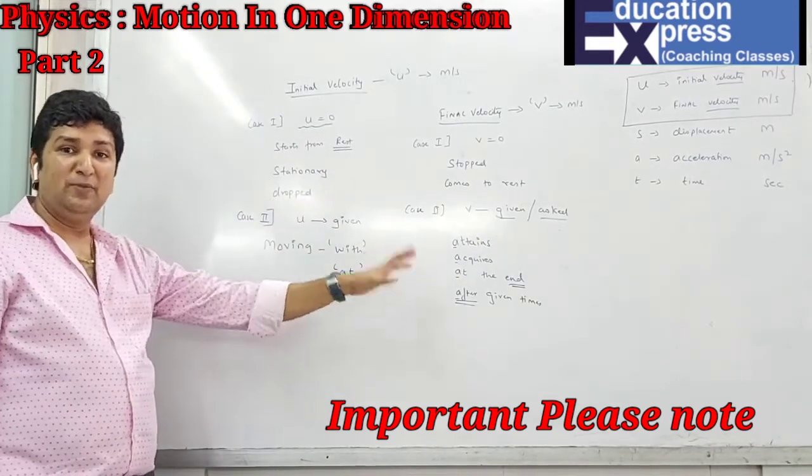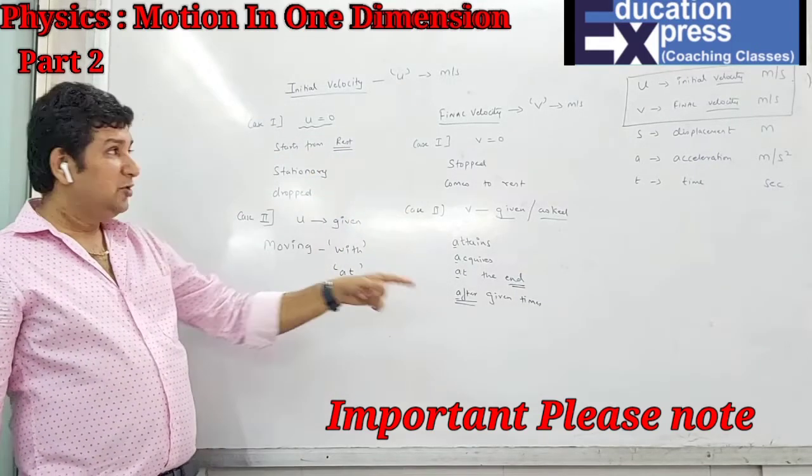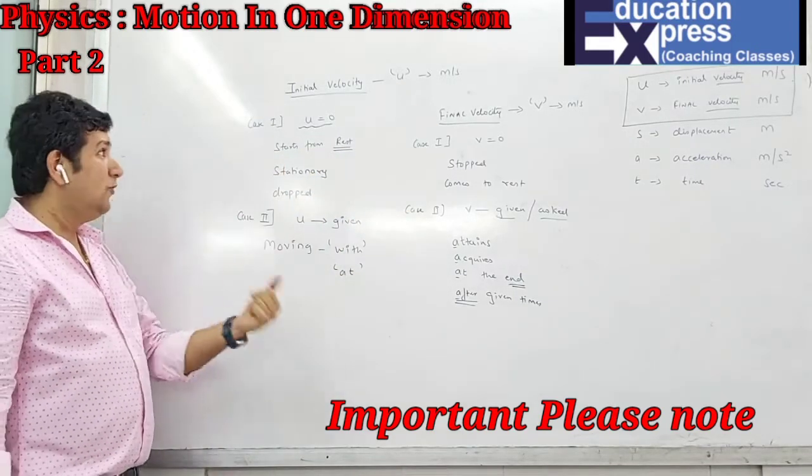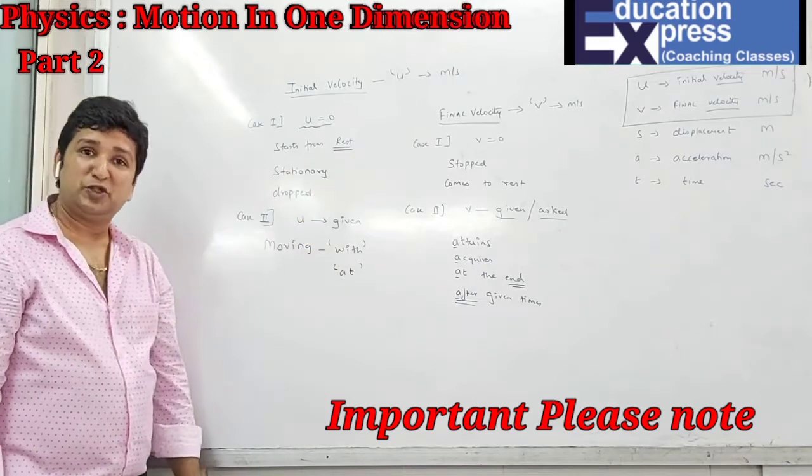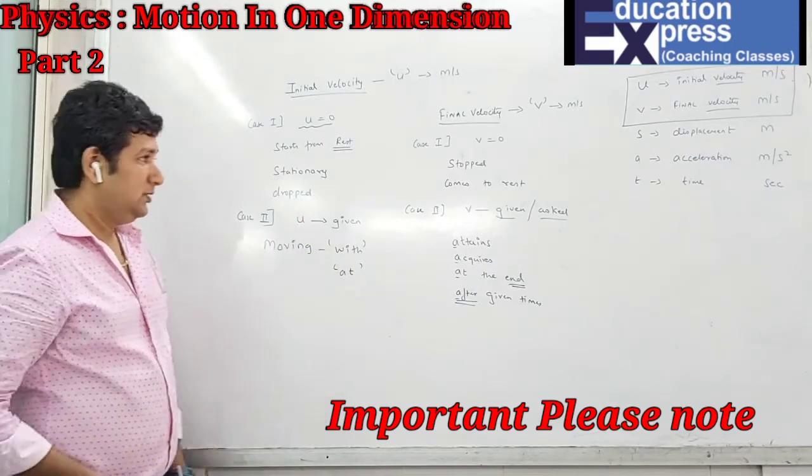Why have I given this description? Because both of them have the same unit. So these are the words which will help you to know whether it's initial velocity or final velocity given to you in the question. There are more things.